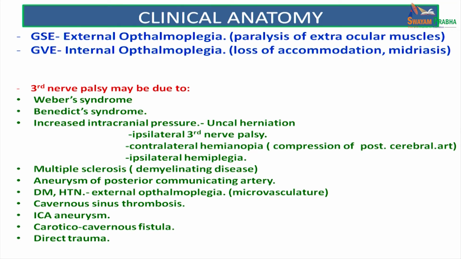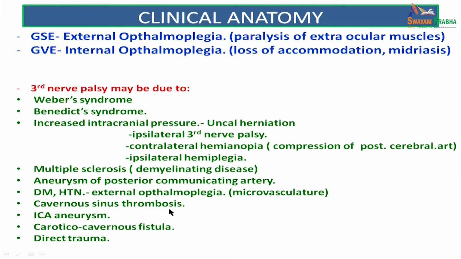When you look at the nerve, the central part of the nerve carries the somatic efferent fibers, and the periphery of the nerve carries the general visceral efferent fibers. That is the reason whenever there is compression of the nerve, first there is loss of accommodation and there is mydriasis.